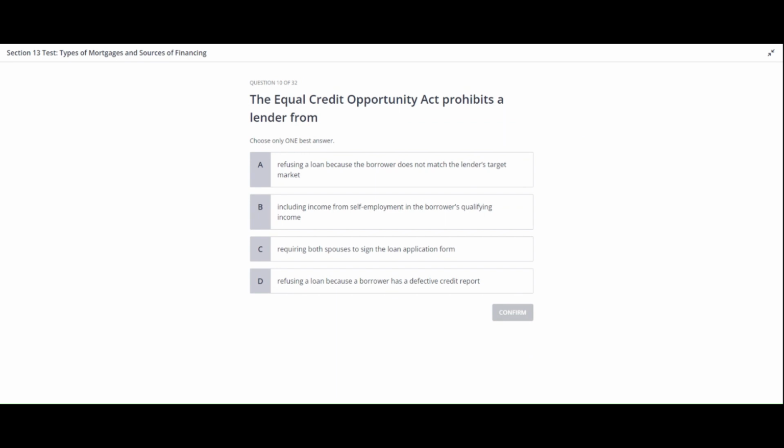Alright, question number 10. The Equal Credit Opportunity Act prohibits a lender from option A, refusing a loan because the borrower does not match the lender's target market. B, including income from self-employment in the borrower's qualifying income. C, requiring both spouses to sign the loan application form. D, refusing the loan because a borrower has a defective credit report.